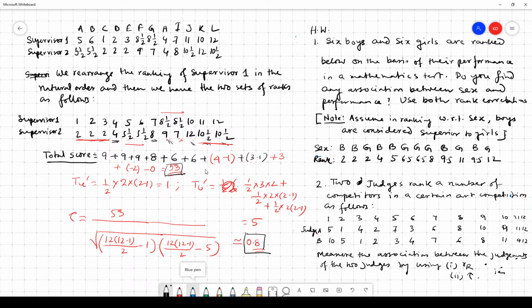Okay, Orko Prabhu, total score is 53. Okay, thank you, Orko Prabhu. Now compute tau. This is your homework. So please tell me, do you have any queries?